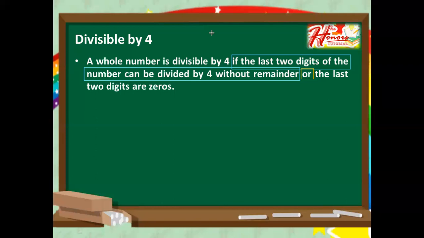So the second condition here is this: the last two digits are zeros. So automatically, if the last two digits of the given number are 0, it is divisible by 4. No need to compute for that.